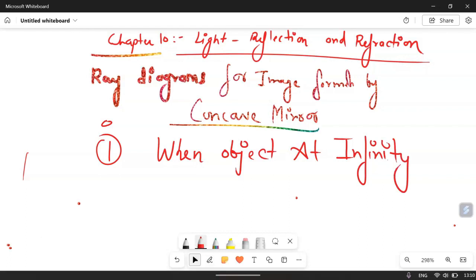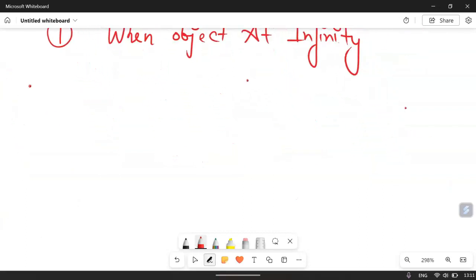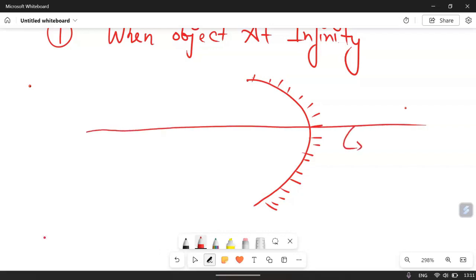When the object is at infinity, we will draw the ray diagram with respect to that. First we need to make a concave mirror. So this is your concave mirror, polished at one part and the reflecting part is the other. The inside one is the reflecting part. Now you need to draw the principal axis. This is your principal axis. This point is called pole, this point is called focus, and this point is called C.